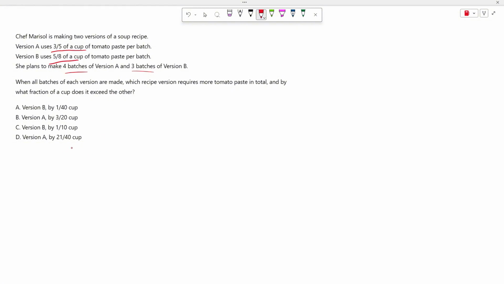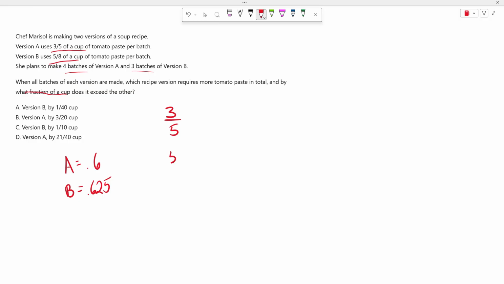Something I would notice from the beginning is that all of these answers are in fractions of a cup. You can go ahead and plug these into your calculator. 3/5 for version A is 0.6, and version B is 0.625. We don't know exactly the totals when all of them are made just yet, but we can figure it out. This is how much 3/5 of a cup is. We're looking at 0.6 and 0.625. But in actuality, we want to put this in terms of fractions.